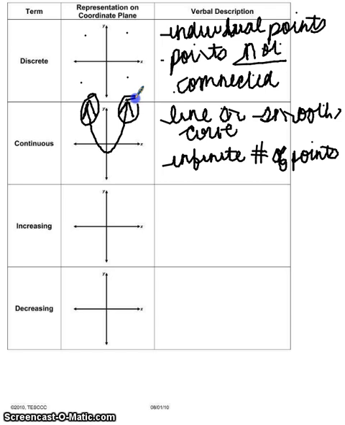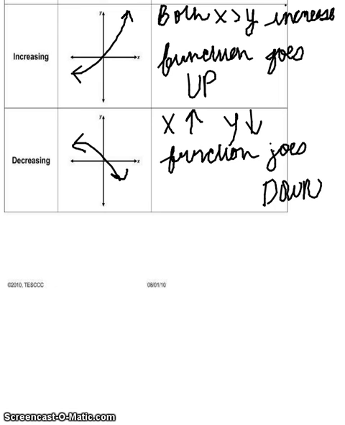So then the next two definitions, we're talking about increasing and decreasing. Under increasing, I want you to write that both the x and the y values will increase, and my function will go up from left to right. For decreasing, my x values increase, but my y values will decrease. And here, when I read my graph from left to right, the function will go in a downward direction.